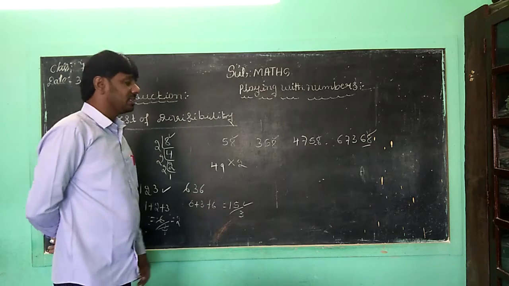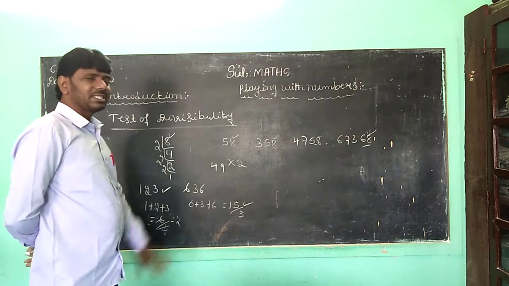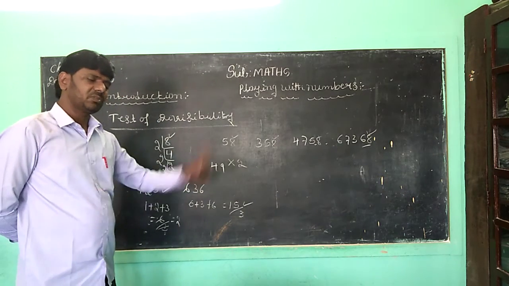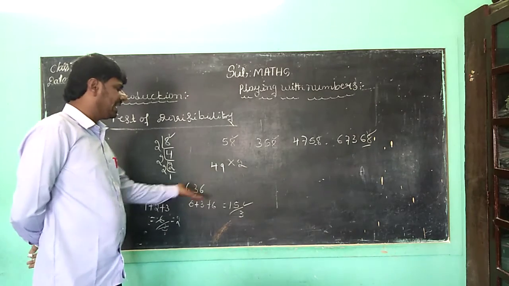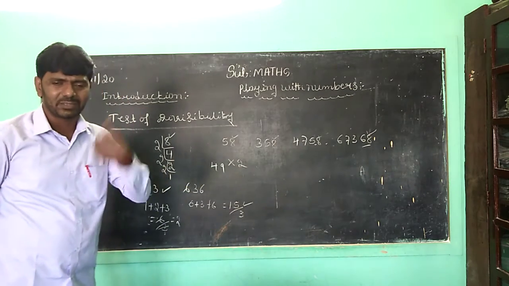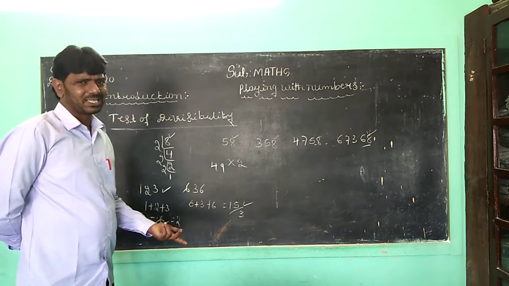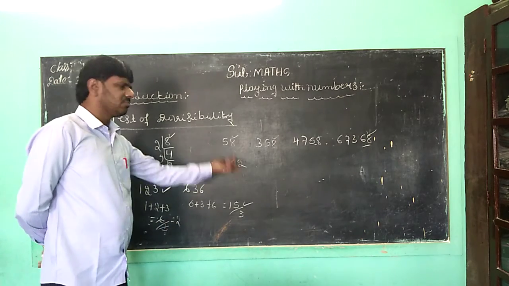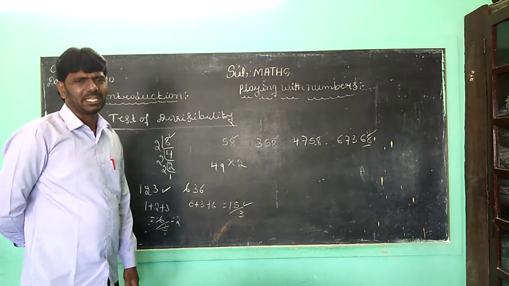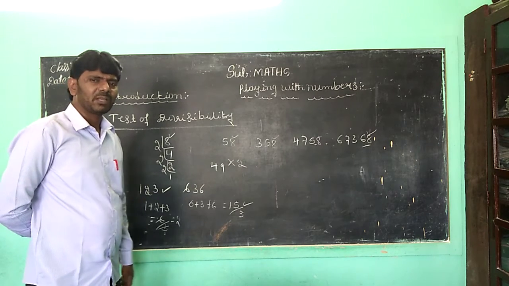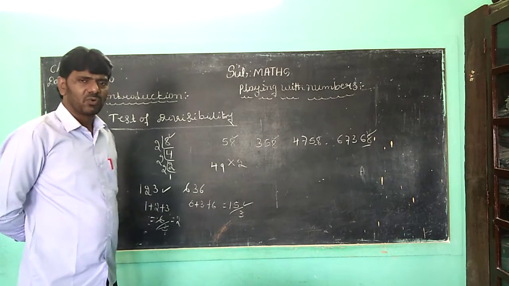Divisibility of 2 means the unit place digit is an even number, then it is divisible by 2. Divisibility of 3 means you add the digits, and if the sum is divisible by 3 then the number is divisible by 3. Divisibility of 4 means the number is divisible by 2 and the tens place is an even number; that is also divisibility of 4.